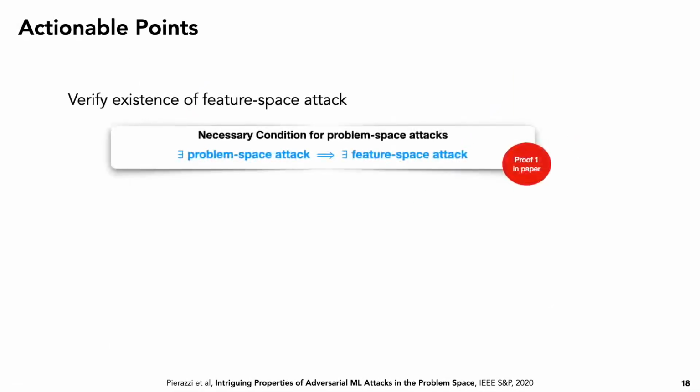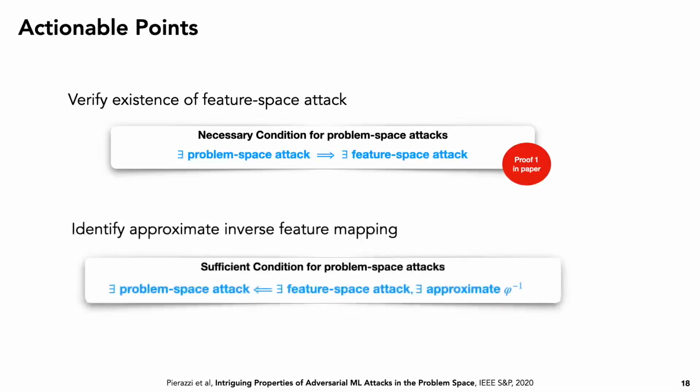So some points here. Firstly, before considering a problem space attack, it might be useful to verify that a feature space attack is possible, because although the existence of a feature space attack doesn't guarantee a problem space attack, there can't be a problem space attack without one. Additionally, the maximum confidence of problem space attacks will be less than or equal to the maximum confidence of feature space attacks. And if such an attack exists, and we can also find an approximate inverse feature mapping, then we'll be able to perform a problem space attack, although that mapping we find might end up being suboptimal.